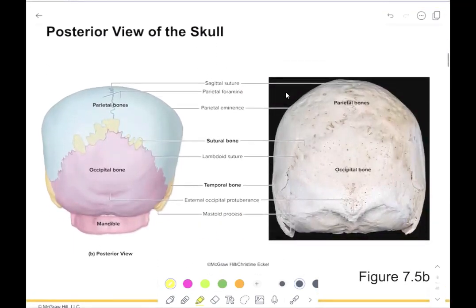When we look at a posterior view of the skull, we can see the parietal bones, occipital bone, the posterior surface of the mandible, and temporal bone. And then, of course, we see the sutures also, the sagittal suture, the lambdoid suture. The mastoid process is an important process that you need to know. If you place your fingers just posterior to your ear, you can feel a bump called the mastoid process. So a lot of times if you can touch those parts, it will help you to remember where they are at.